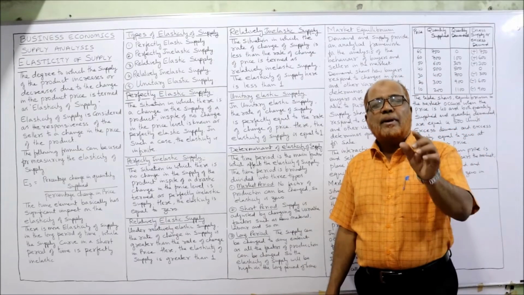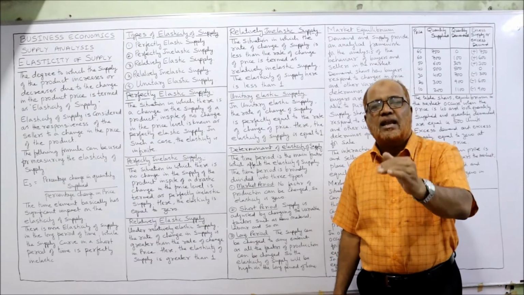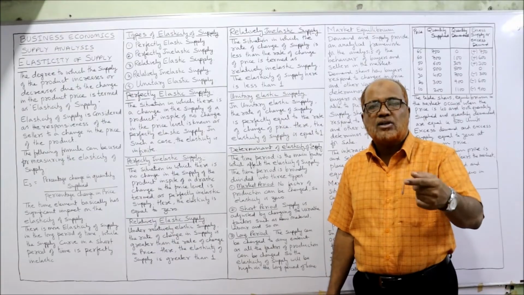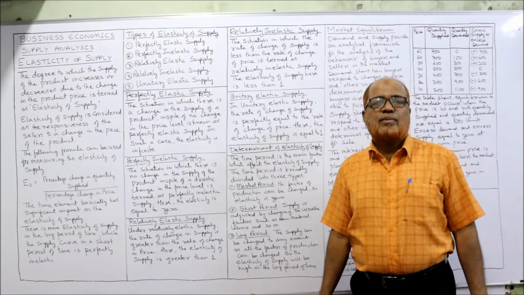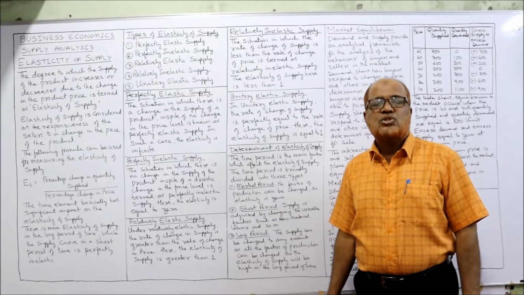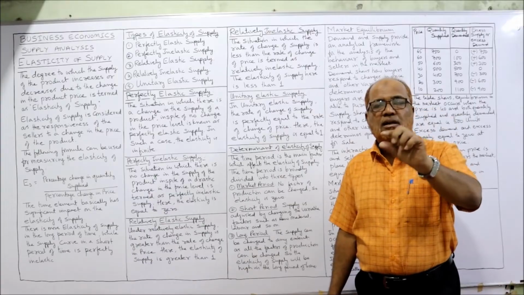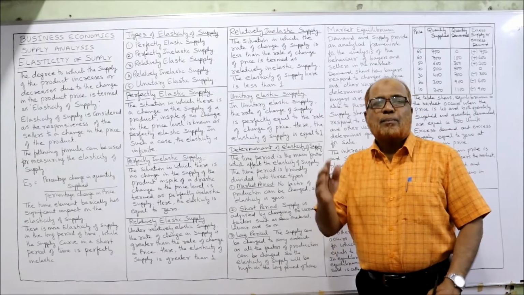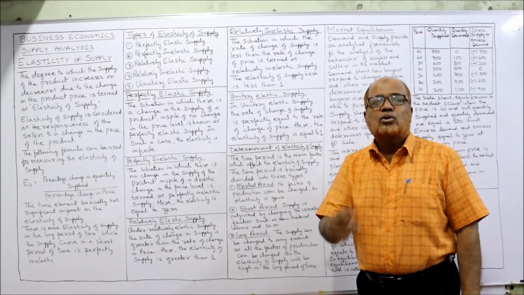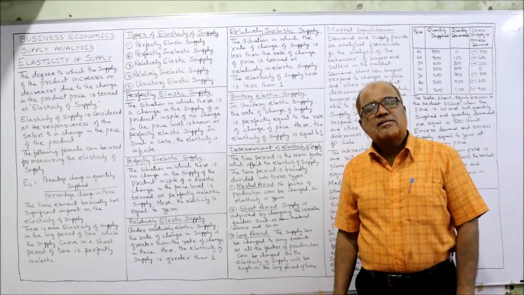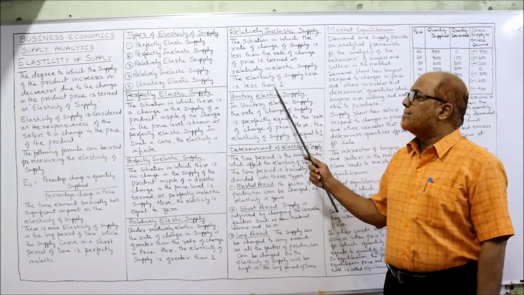That means the situation in which the percentage change in supply is less than the percentage change in price. Example, if the supply changed by 10% whereas price changed by 15%. So here numerator is less, denominator is more. The supply changed only by 10%, price changed by 15%, so 10 by 15. In this case, the value of elasticity will be less than 1.